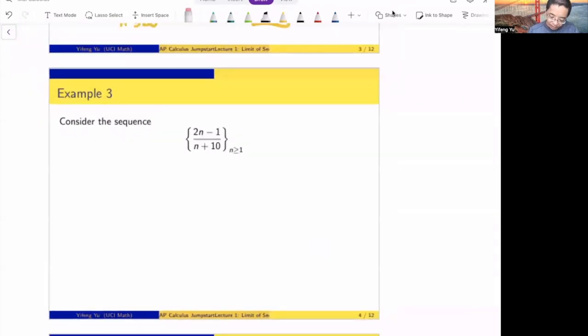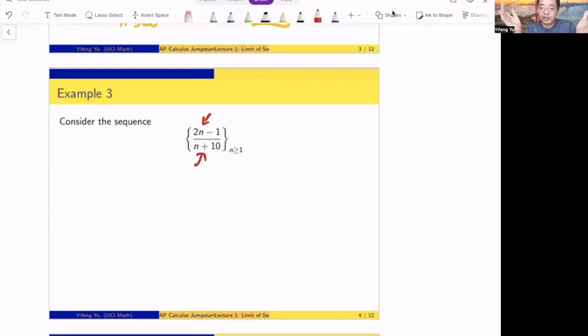Example three. Now let's look at the following sequence. Here, the numerator is 2n minus 1, and the denominator is n plus 10. Again, we want to find the long-term trend of this sequence. I want to see where eventually this sequence will tend to or approach. This is not completely obvious, because both the numerator and denominator increase as n increases.